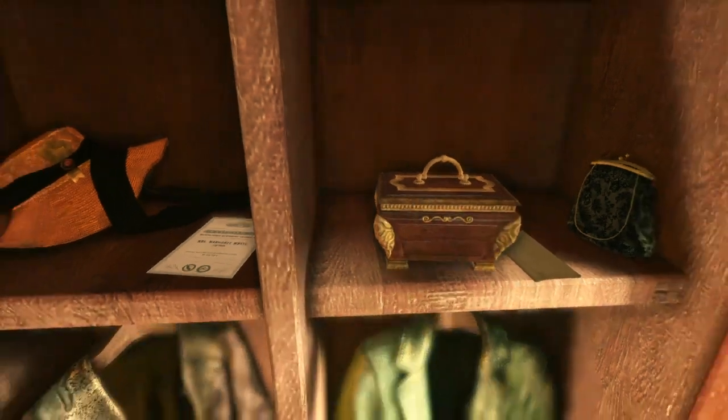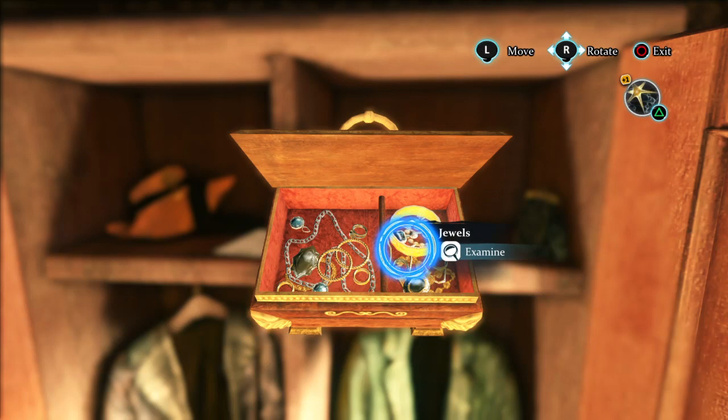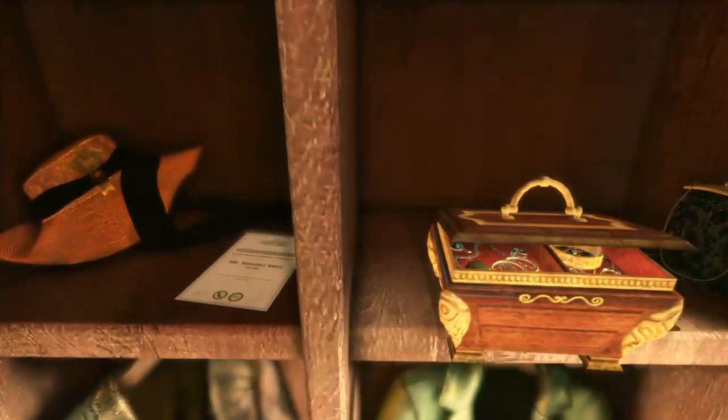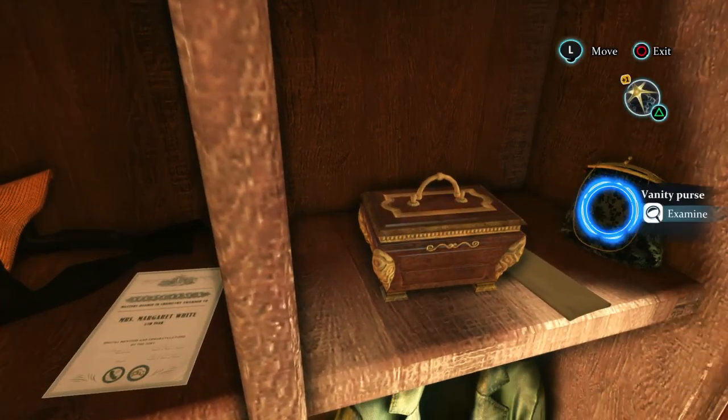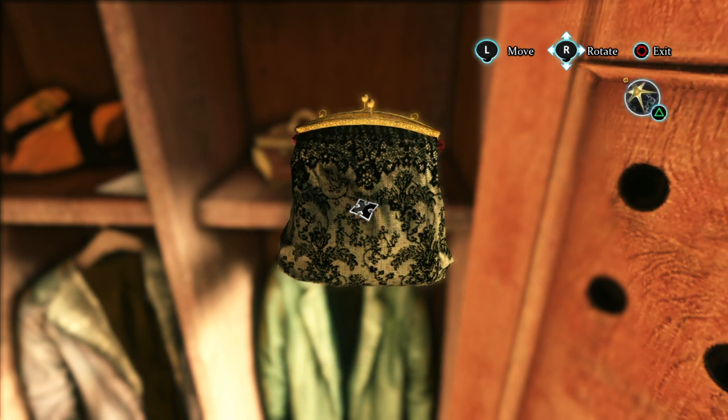Alright. Okay. These jewels must be worth a small fortune. Yeah, I think so too. Why did she need money? A vanity purse. It is of high quality.